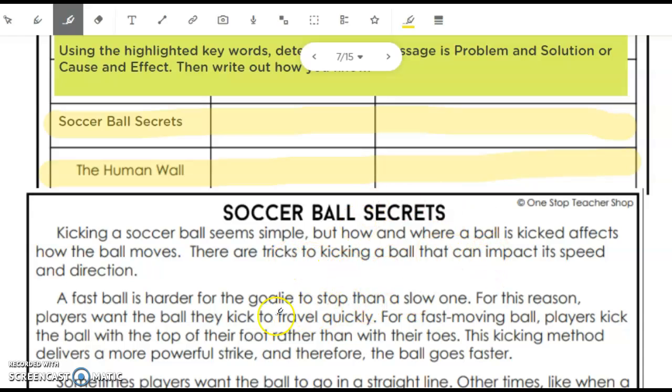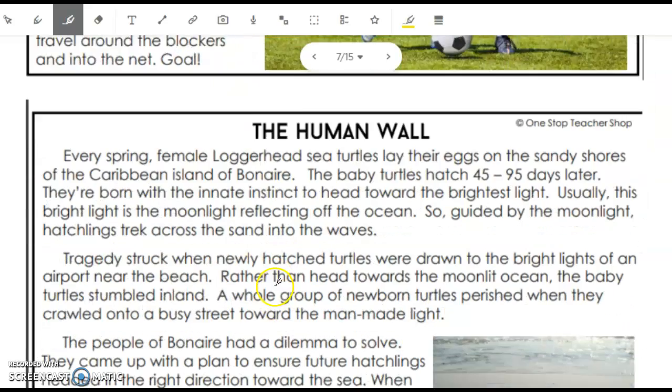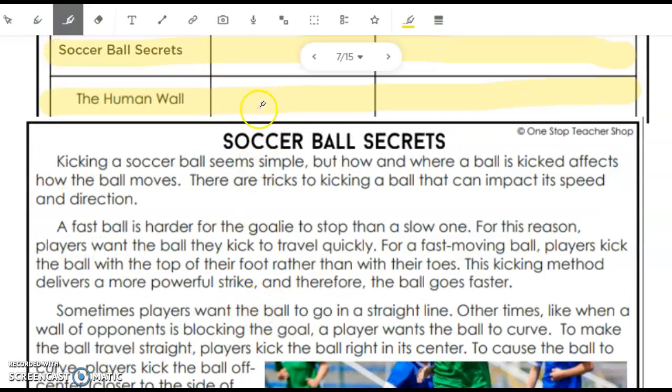Once you are finished with this page, there are two passages, the human wall and soccer ball secrets. Then you can continue with the rest of the activities for today.